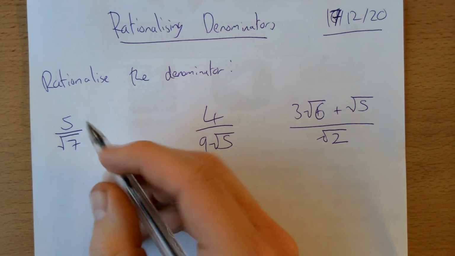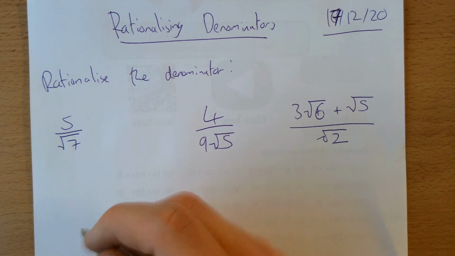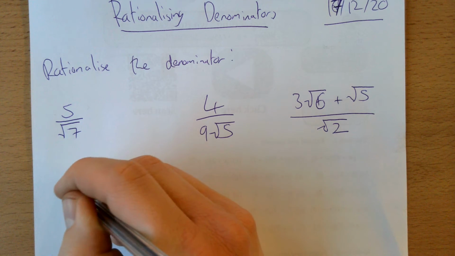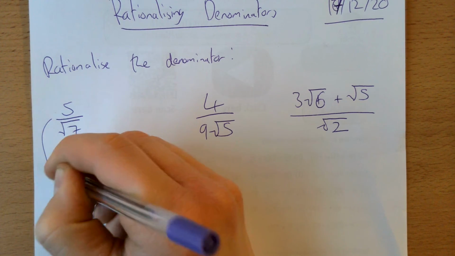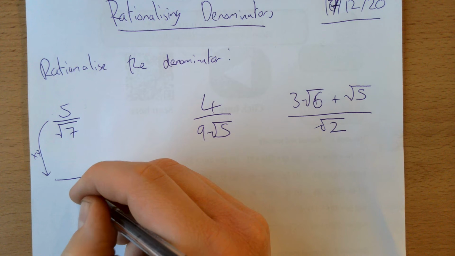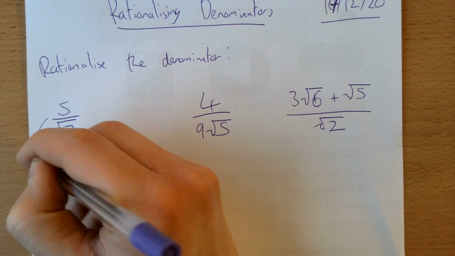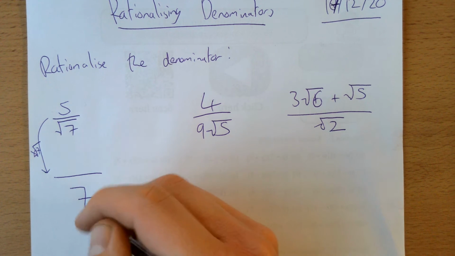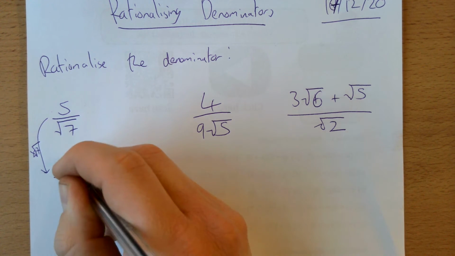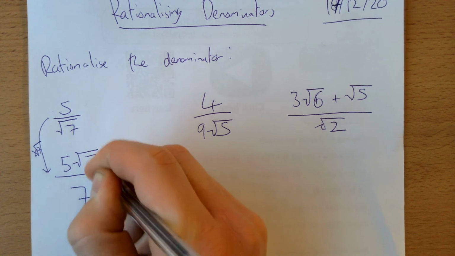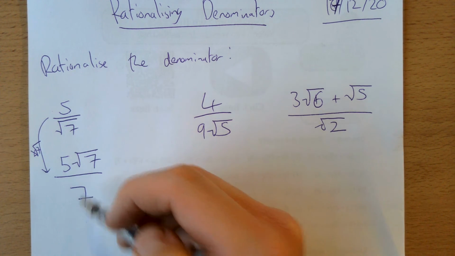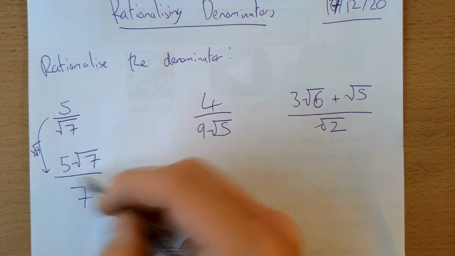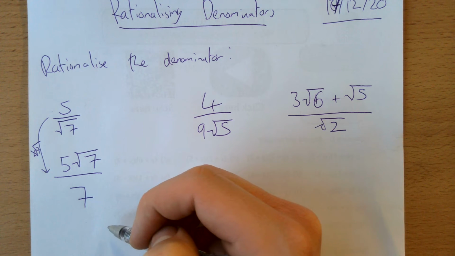So if I have 5 over root 7, I can take 5 over root 7 and times the top and the bottom of that fraction by root 7. Because if I times the bottom of the fraction by root 7, root 7 times root 7 is going to give me 7. And I times the top of the fraction by root 7, it becomes 5 root 7. So this is equal to this, they're equivalent fractions, but the key thing is now, because I've timesed the top and the bottom by root 7, the bottom is now a rational number.